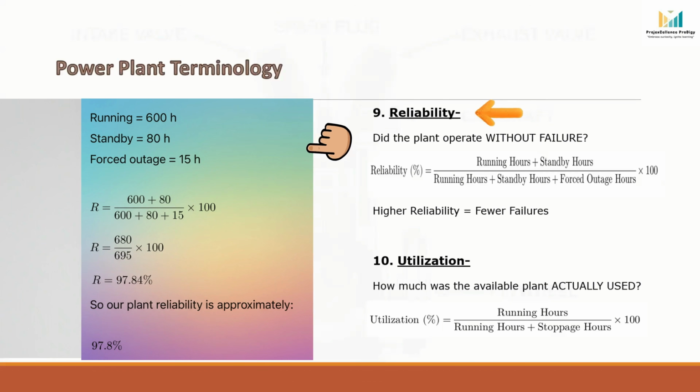97.8% reliability. You might have noticed that in our example, reliability is higher than availability. Because when we calculated availability, 25 hours of planned maintenance reduced our availability. But in reliability, planned maintenance is not included as a forced failure. Reliability is mainly concerned with the plant's ability to perform its required function without unexpected failure.